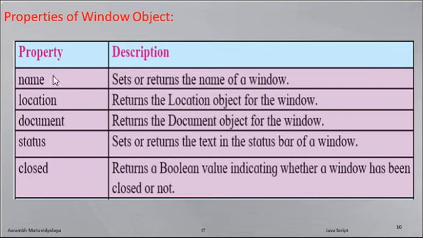Now, properties of the window object. First is name. It provides the name of the window. Location returns the location object for that window. Document returns the document object for that window. Status indicates that whatever text you have provided will be displayed on the status bar of the window. Then closed is a boolean value indicating whether a window has been opened or closed. If the window is open, then its boolean value will be 1, and if it is closed, then its boolean value will be 0.